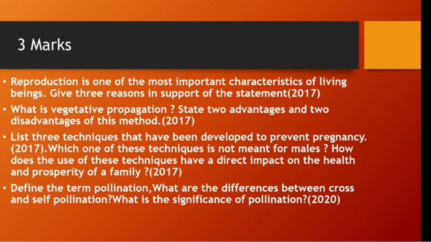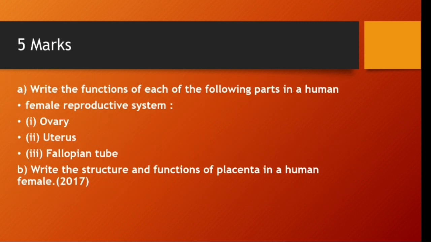I hope it is clear. Okay. Moving on to the 5-mark question. The 5-mark question, as usual: the female reproductive system is always asked. So please practice it. Write the functions of each of the following parts in the female reproductive system.